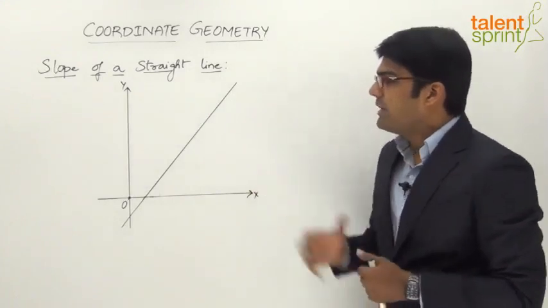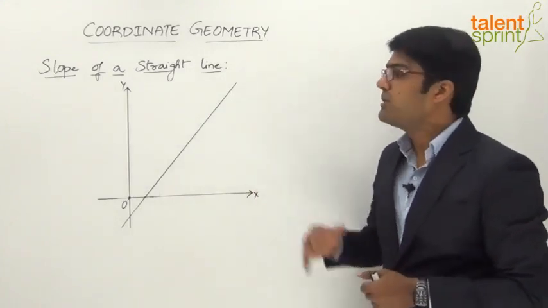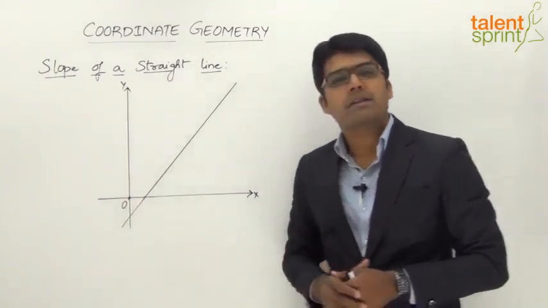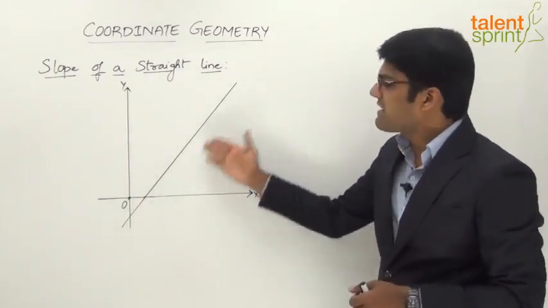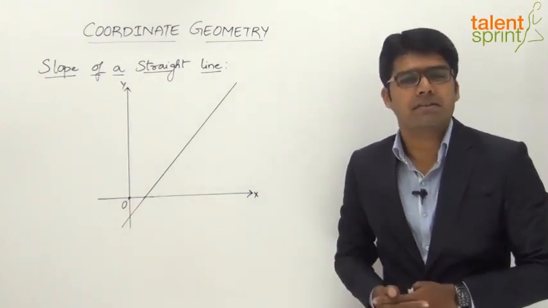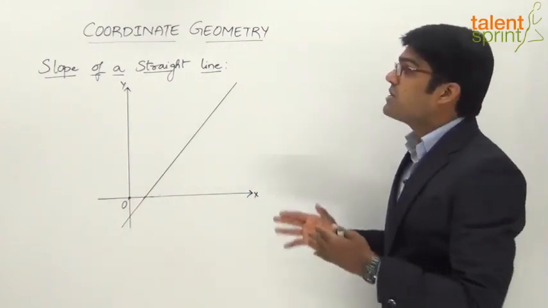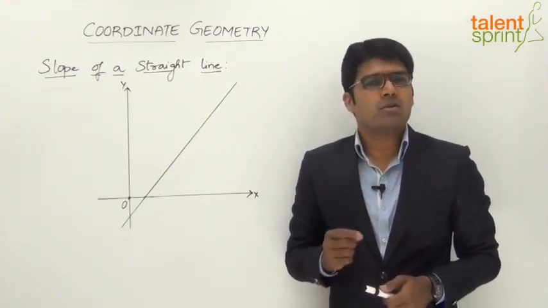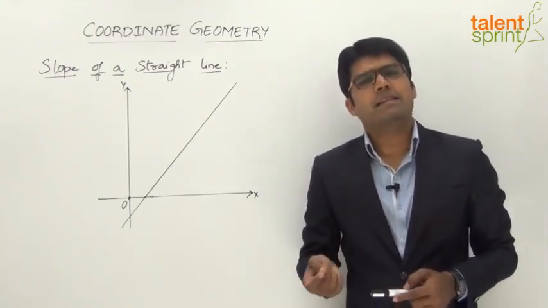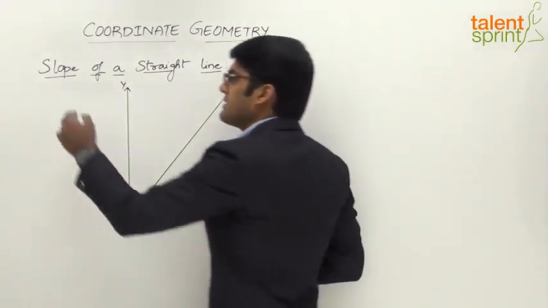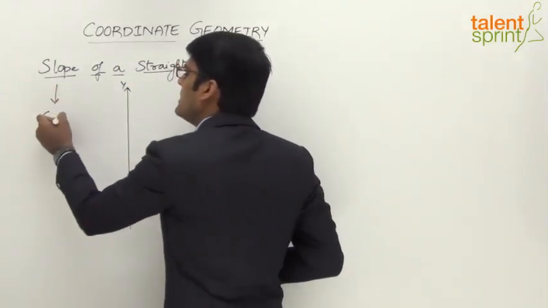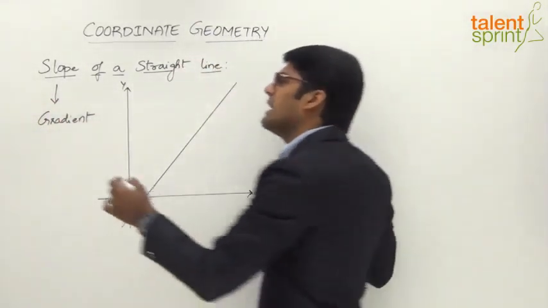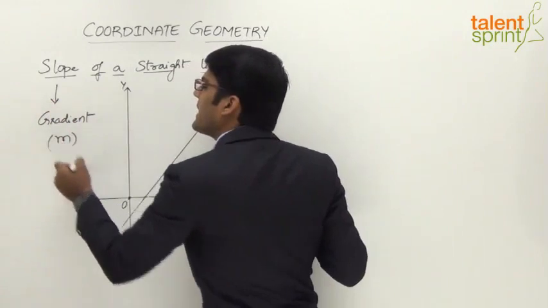So as we see on the board here, we have got the two mutually perpendicular coordinate axes, the x and the y axis, which intersect at the origin O. And there is a straight line at some angle of inclination. So how do we measure the slope of this line? Well, slope is also known as gradient. It can either be called slope or gradient. So just be clear with the terminology. It can be called slope or gradient, and it is denoted by the letter M.